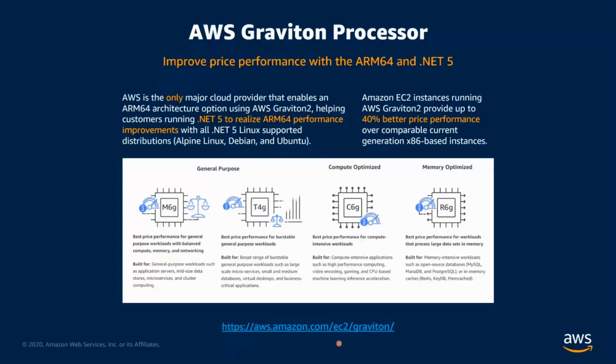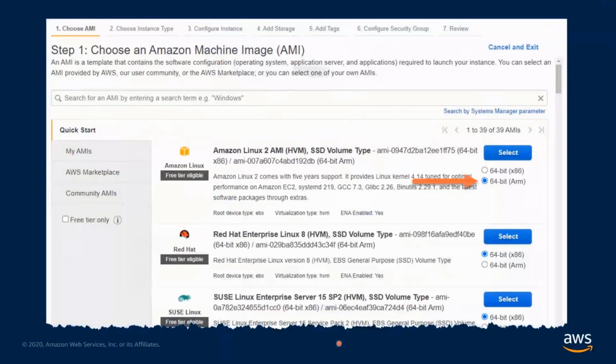And if you are exploring from the console, you can spin up an EC2 instance, and what you want to look for is those EC2 instance, and you want to check the 64-bit ARM selection there. It will default to the x86, so you just check that off, and then you can spin up an instance and see how it performs.